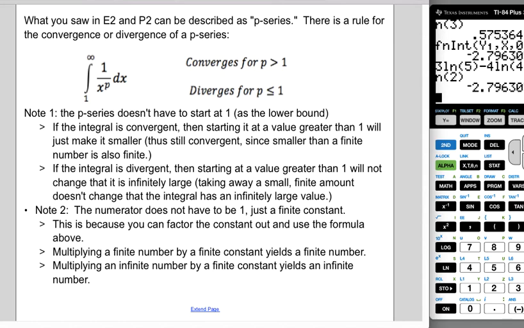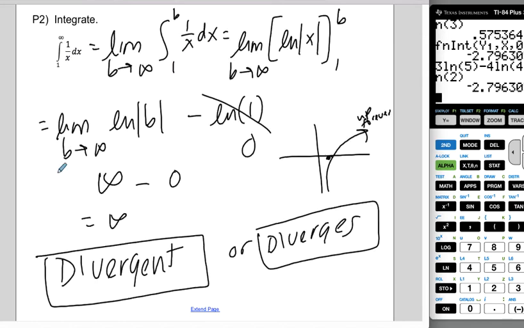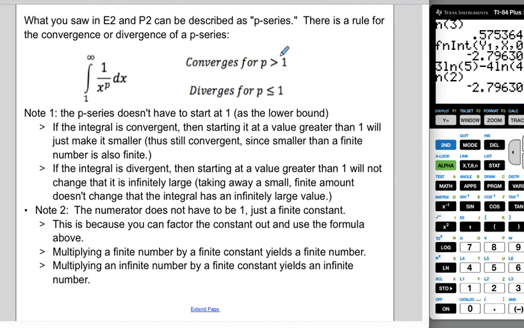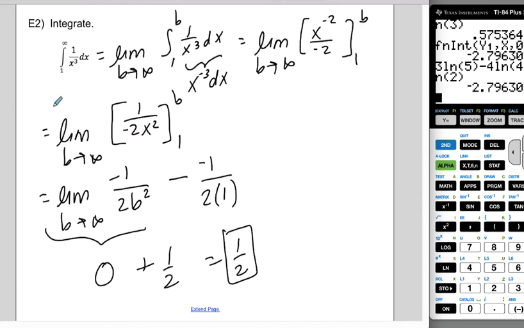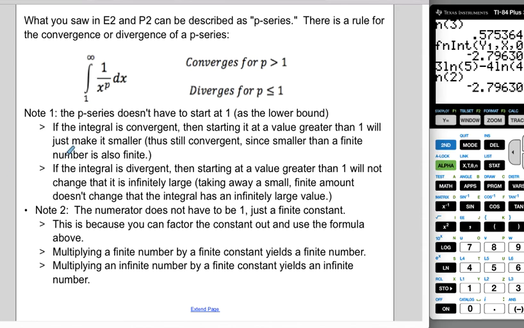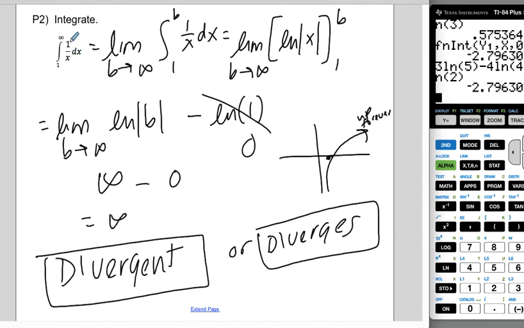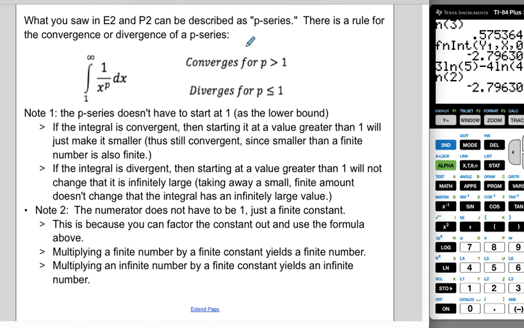All right, so what you saw in E2 and P2 actually has a name. These are called p-series. So a p-series is essentially 1 over x to a power. And in general, you can make a quick assumption about this. This will converge for p-values that are bigger than 1, and we saw that in E2, where p was a 3, and it converged. And it will diverge for p-values that are less than or equal to 1. And we saw that here, where p was 1, because that's an x to the first on the bottom, and sure enough, it diverged. So a couple quick notes.